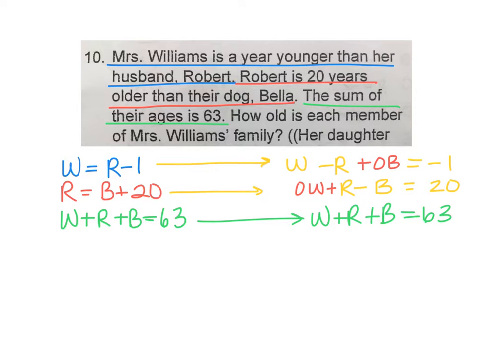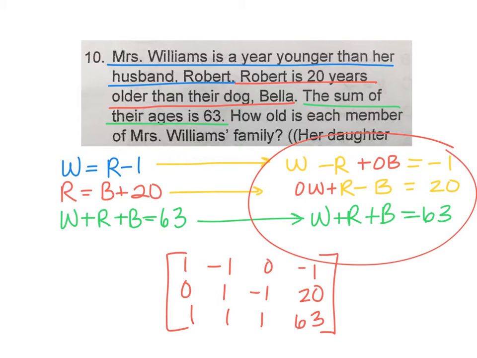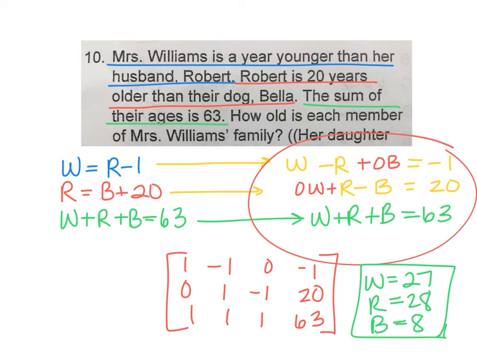Now you have everything set up so that you could write a matrix, right? I can use this whole section right here to write myself a matrix, and then I would just use my calculator to get the final answer, which if you pay attention to our order will be that Miss Williams is 27, her husband is 28, and their dog is 8 years old. There you go. Hope that helps.